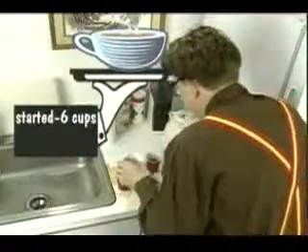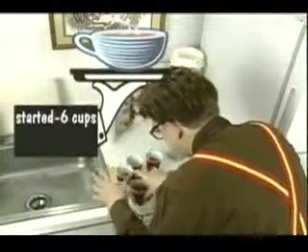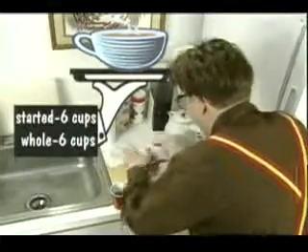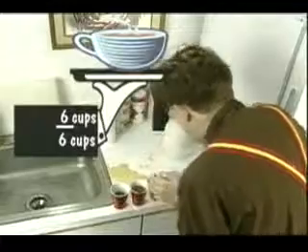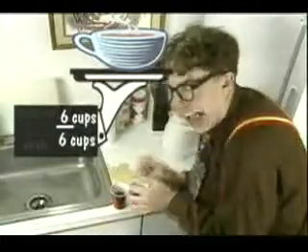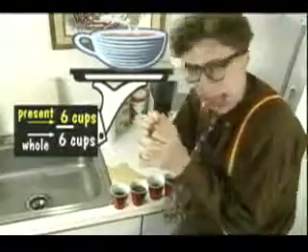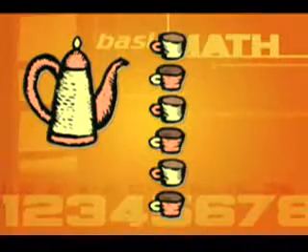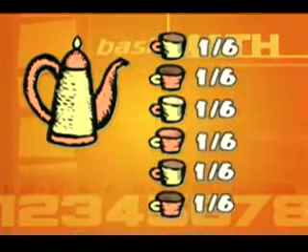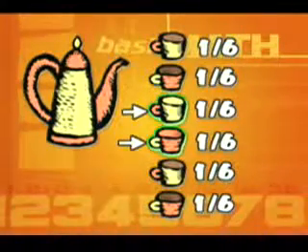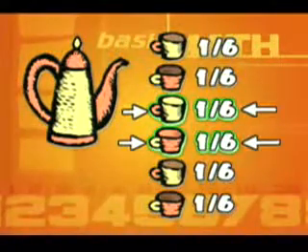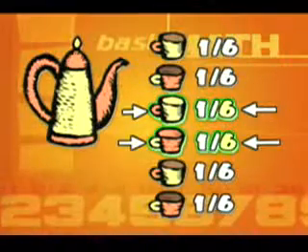He started with 6 cups of coffee, and those 6 cups made up the whole, or 1 pot of coffee. So the fraction for that is 6/6, or 6 cups of coffee out of 6. The amount of cups present were the same as the whole. Each cup represents 1/6 of the total amount of coffee he began with. So if he drinks 2 cups, we combine them by adding 1/6 and 1/6.